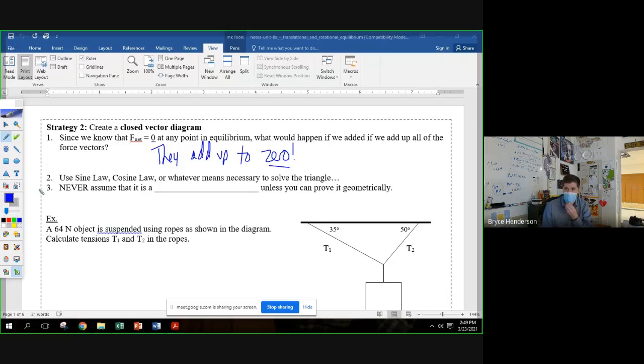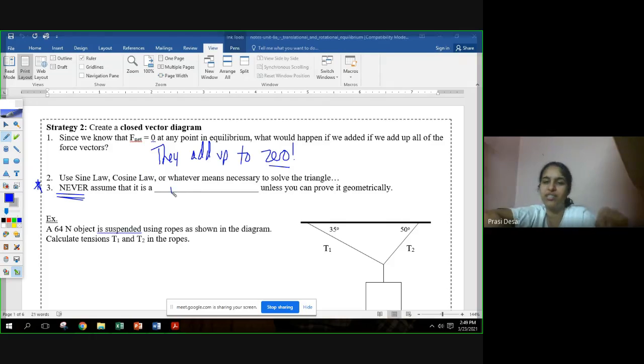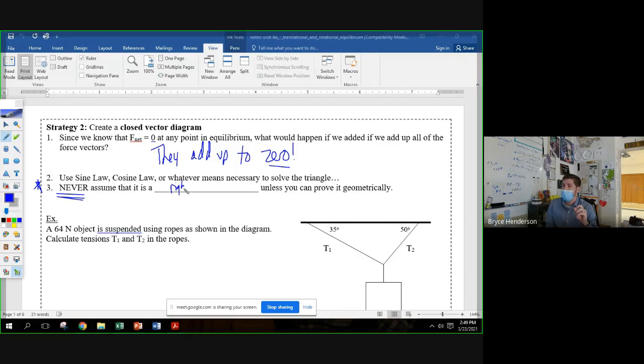However, big star here, never, ever, ever assume that it is a blank unless you can prove it geometrically. Prezi, what goes on the blank? A triangle? What kind of triangle? A right triangle. Thank you. Never assume it is a right triangle unless you can prove it. And by prove it, we mean look at the angles, see if they add up to 180, and it fits.